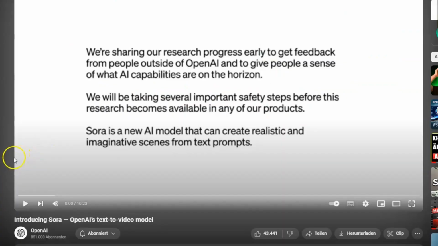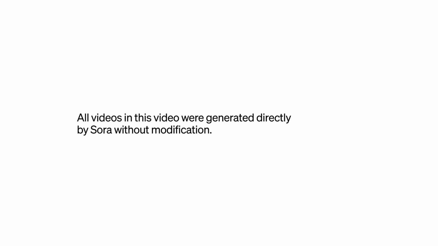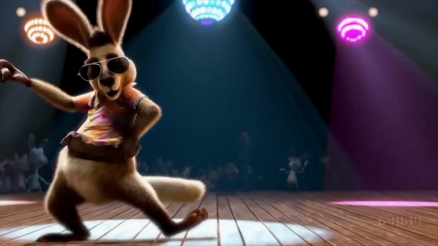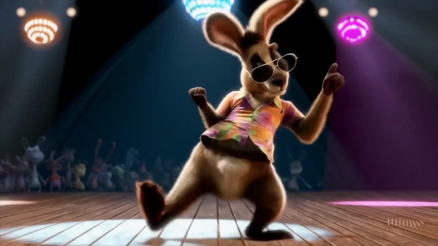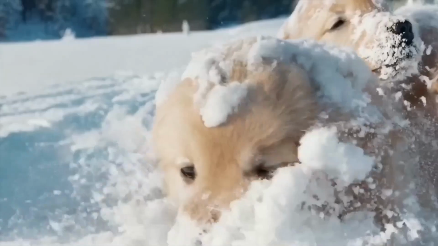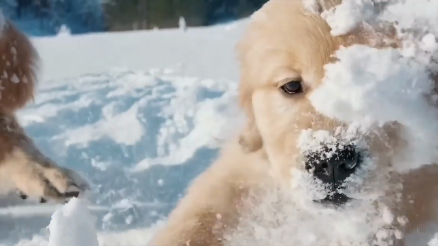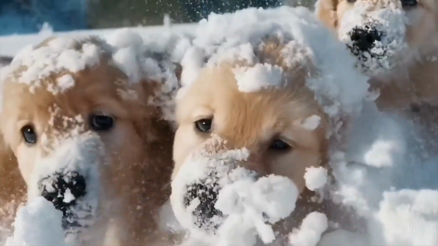This right here comes directly from SORA. This is the introduction video. So they simply want to show us what SORA can do without any modifications. So here you see the prompt, a cartoon kangaroo in a disco, and you see this thing is dancing and this looks really good and enormously coherent. Then the next prompt, golden retriever puppies in the snow. You see also the playing of these puppies, this looks really enormously good.